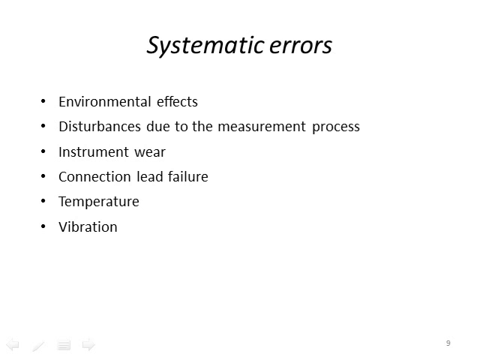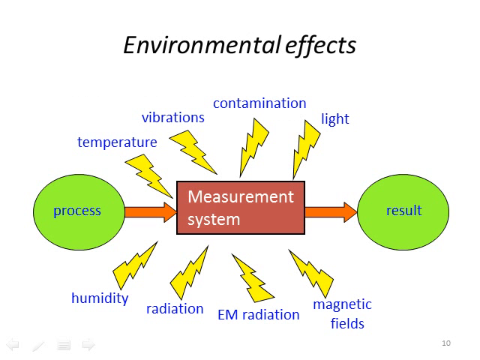Origins of systematic or deterministic errors: environmental effects. This could be temperature, humidity, air currents, if it's a windy day. These are disturbances due to the measurement process. Could be instrument wear in time. When you're doing a measurement, the instruments will wear, so you get this slowly moving deterministic or systematic change in your measurement signal that can be corrected. Connection lead failure, temperature, vibration, there are many of these.